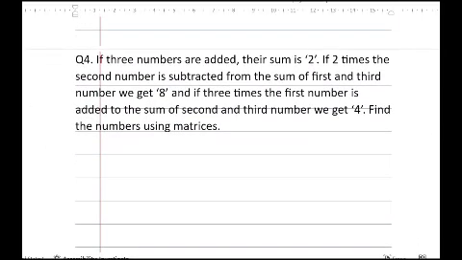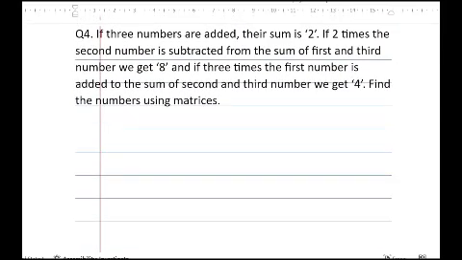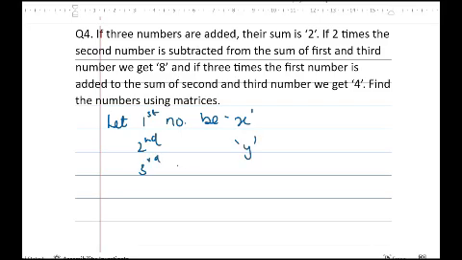Moving on to our fourth question. If three numbers are added, their sum is 2. If 2 times the second number is subtracted from the sum of the first and the third numbers, we get 8. Okay, you know what? Again, similarly, we'll be considering three variables over here. Let first number be x. Okay, then second number will be y, and third number will be z.